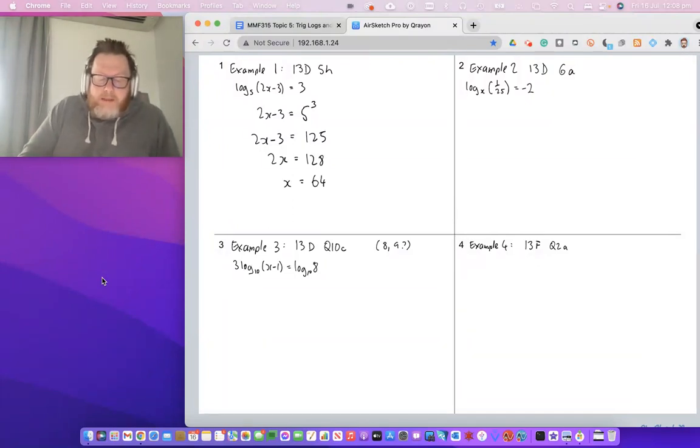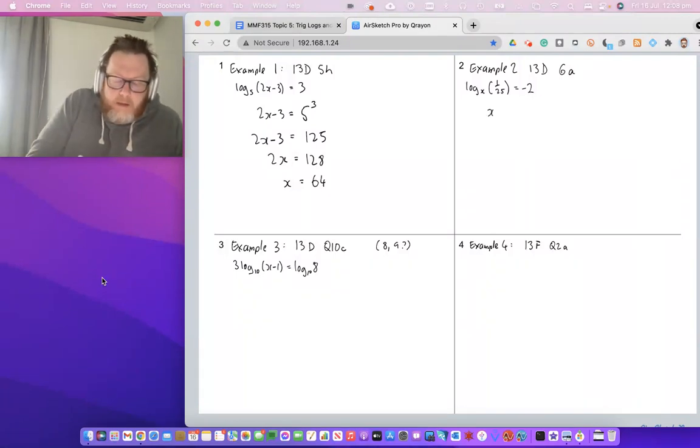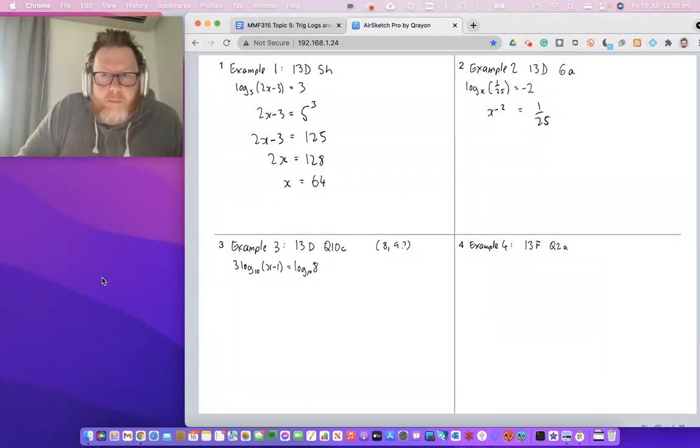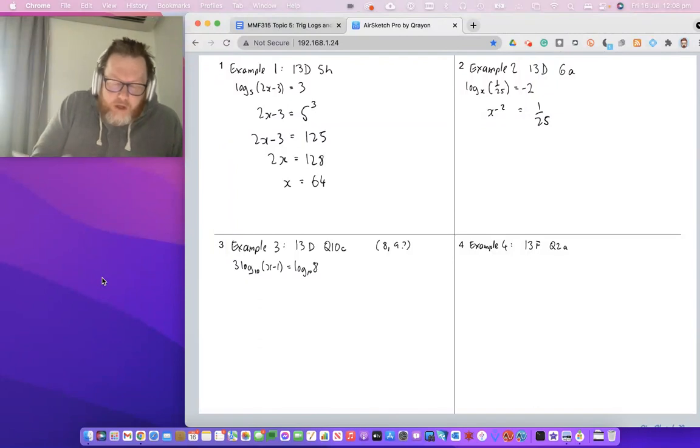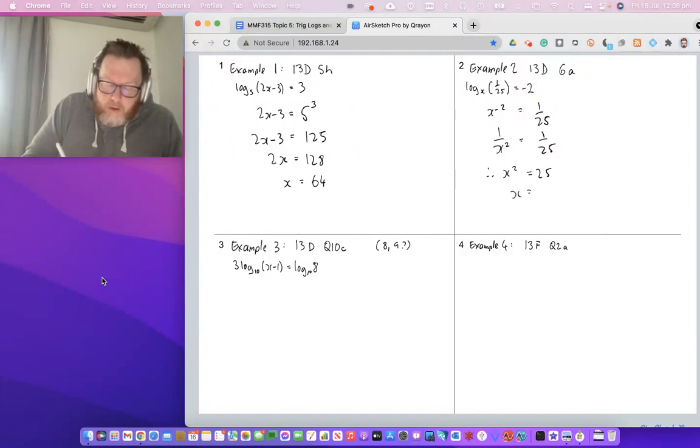Example 2, log base x. So now we've got the unknown in the base, but we can still work this out. That means x to the power of negative 2 is equal to 1 on 25. I can see that 25 is a square number already, so I can see where we're headed here. I think I might just go 1 on x squared is equal to 1 on 25. Therefore, equating denominators this time, x squared equals 25 and x equals plus or minus 5 is how we'd normally write it.